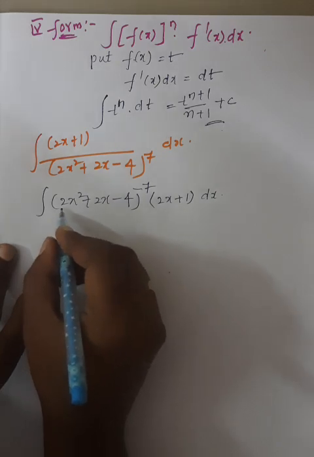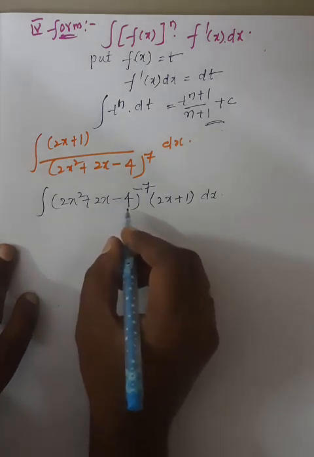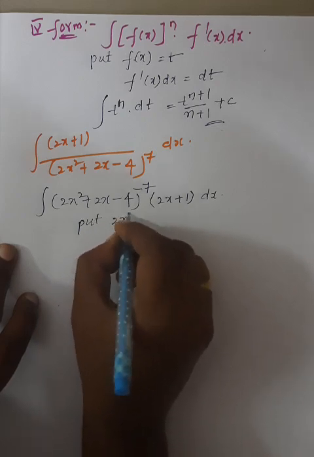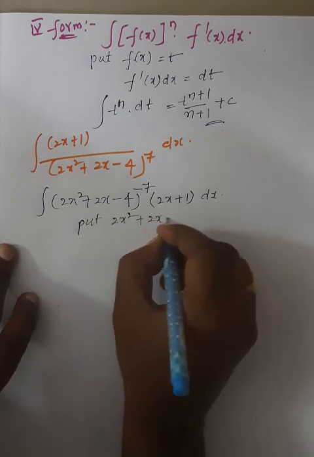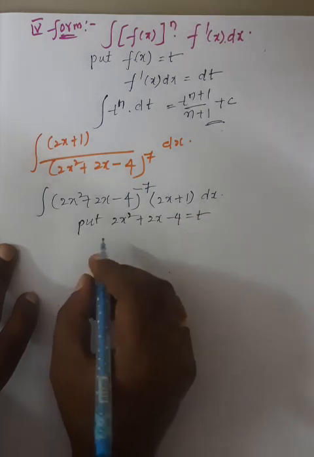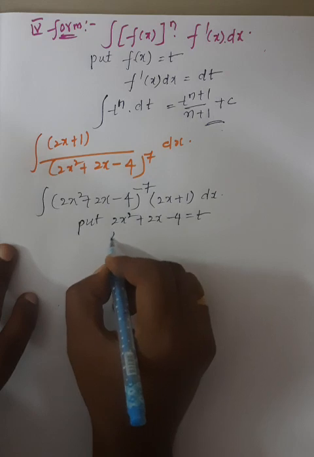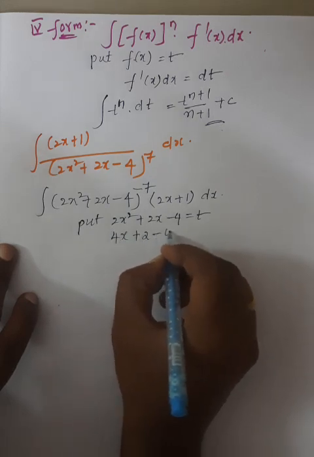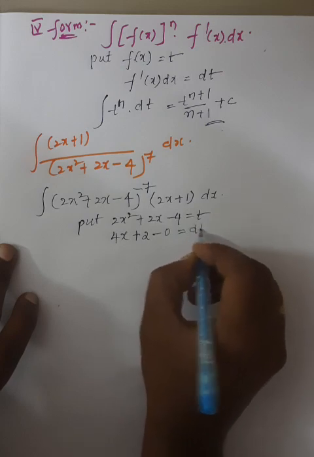Now we have to put 2x square plus 2x minus 4 as t. So put 2x square plus 2x minus 4 is equal to t. Then we have to differentiate both sides. So it will become 2 2s are 4x plus 2 into 1 is 2 minus 0 equal to dt by dx.